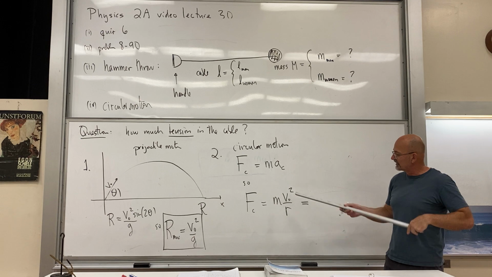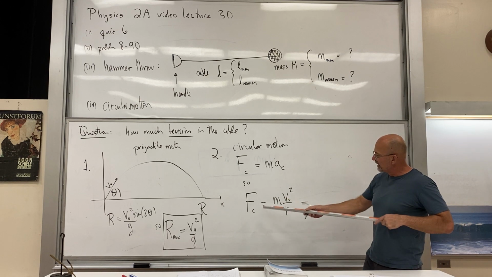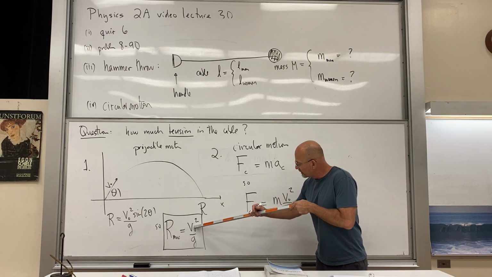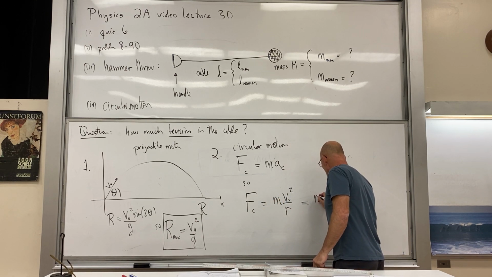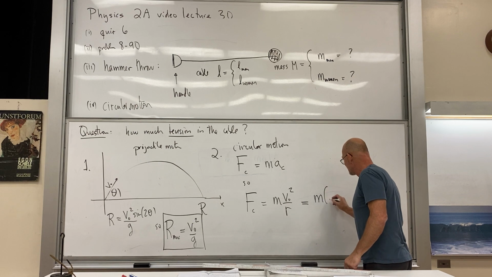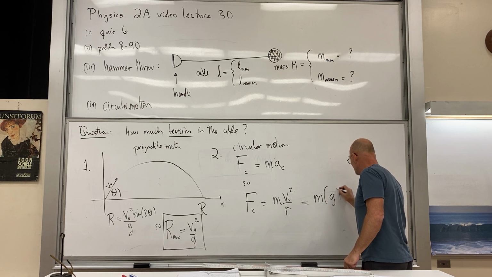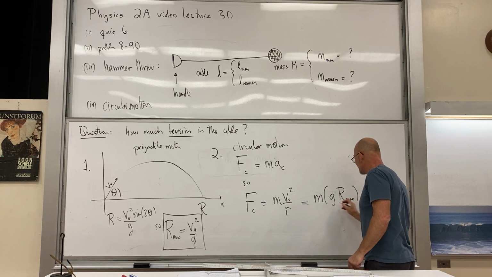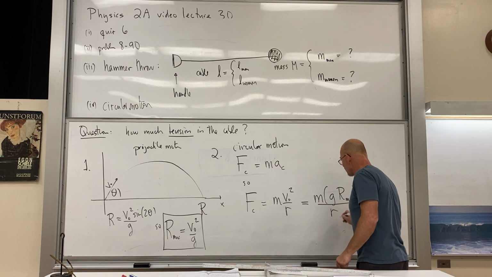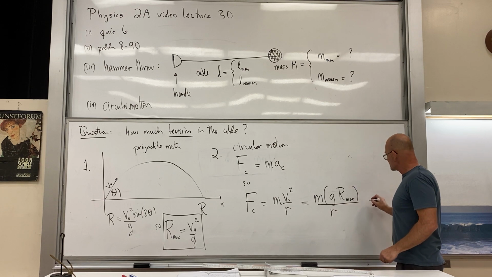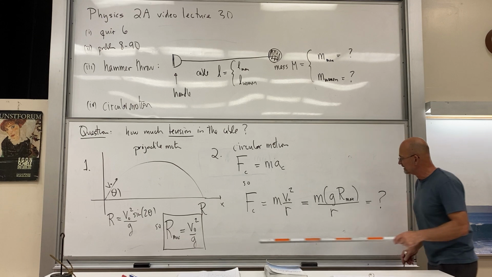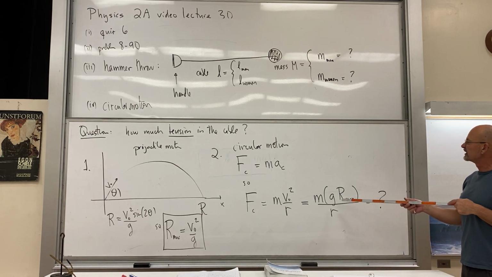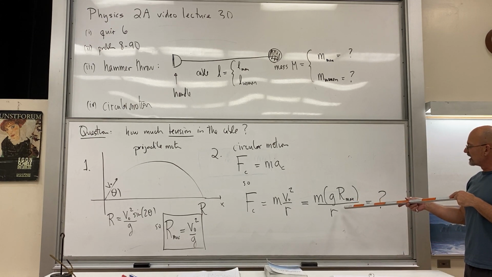So these are the same speeds, and for that reason, we can just replace v0 squared with g times R max. So what we have is the mass of the hammer, g, R max, divided by r. So this is what you guys are trying to calculate. Okay. This is the quantity you're trying to calculate.